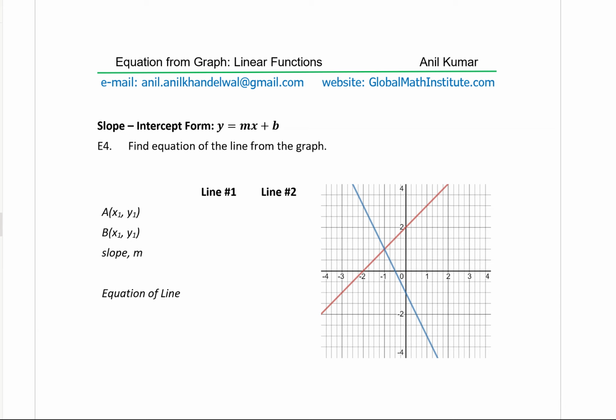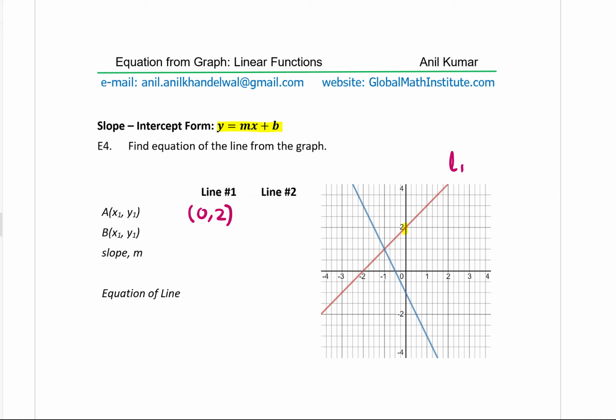E is an example which I'll discuss in detail, and Q is the question for you to work. The question here is, find the equation of the line from the graph. We have to give the equation in slope-intercept form, y equals to mx plus b. So we should be in a position to find the y-intercept. In this case, the y-intercept for the first line is very clear. So I'll say line number 1, the y-intercept is at 2. So we can have this as a point. So I'll say point 1 is 0, 2.